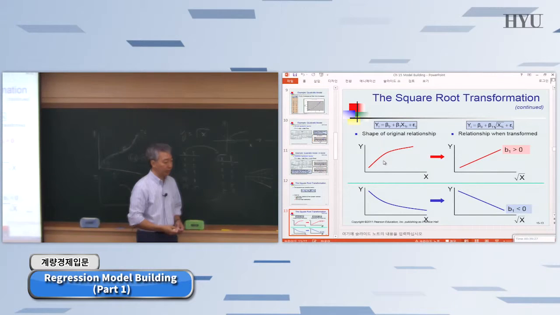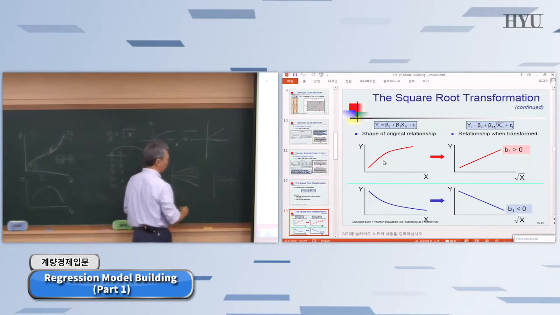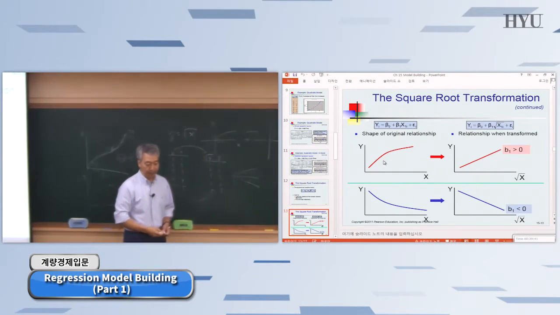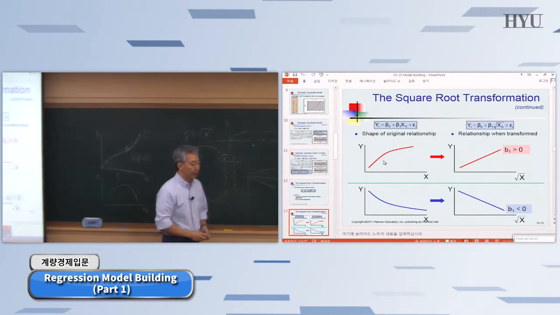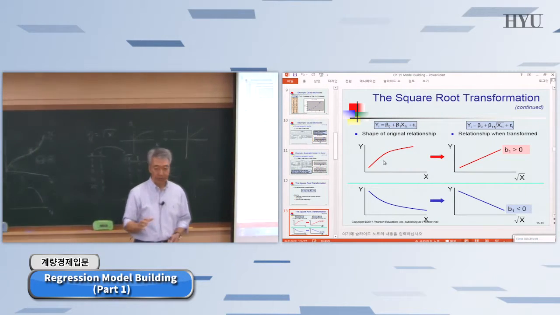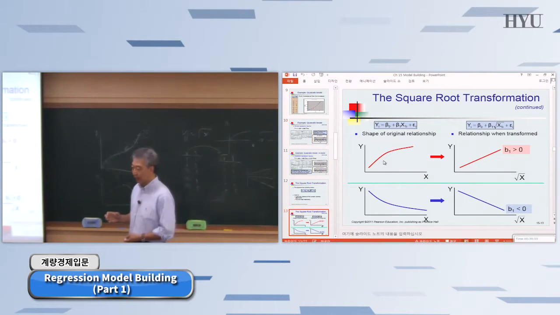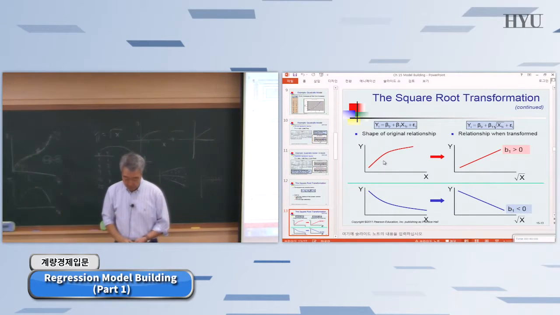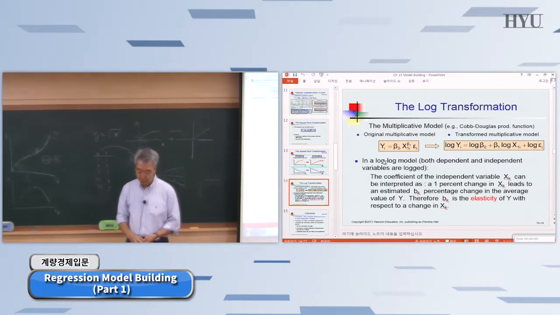If you have this kind of residual plot, then when you convert the x variable, you can have this kind of residual pattern. So that means you can run the regression now. You are artificially conforming the relationship or the residual plot to be normal, I mean, satisfying the assumption. Okay? So that's the idea of square root transformation.